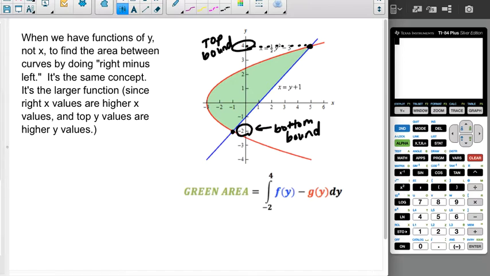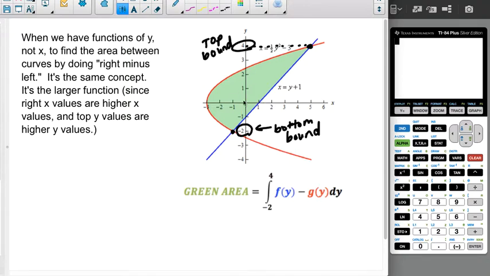So when we have functions in terms of y, not x, finding the area between the curves by doing top minus bottom wouldn't make sense, because top minus bottom would refer to the y value that is higher than the other y value, right? Top means higher y over bottom, which is lower y. Well, when we're integrating with respect to y, instead of x, we're going to do the top x value, which would mean farther to the right, minus the bottom x value, which would be farther to the left. So basically, instead of top minus bottom, it's right minus left. So it's the same concept, larger function minus smaller function.